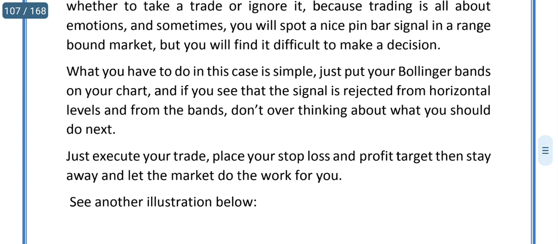So you don't have to overthink what to do next in case you have found that both the Bollinger bands and the signals are rejected. So what you have to do is to execute your trade and place your stop loss and the profit targets or the take profit points, and then stay away and let the market do the work for you.